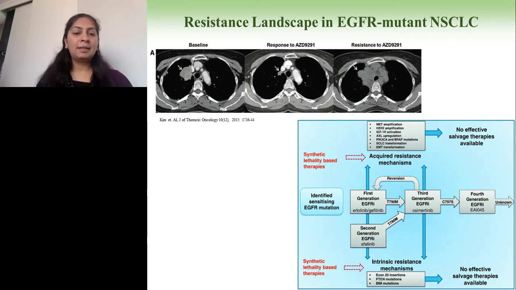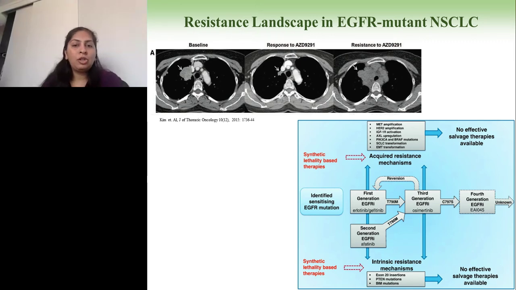And these resistance mechanisms are very well known in the case of EGFR TKI. What you can see over here is that the resistance mechanisms to first generation EGFR inhibitors are MET amplification, HER2 amplification, XL upregulation. There could be mutations in the PI3 kinase and BRAF pathway. There could be EMT, epithelial to mesenchymal transformation, as well as small cell looking morphology. These patients receive a third generation EGFR inhibitor, such as osimertinib, the example that I have shown. But the patient also relapsed to that with either known genetic mechanisms or unknown genetic mechanisms. And these patients have no effective salvage therapies available to them.